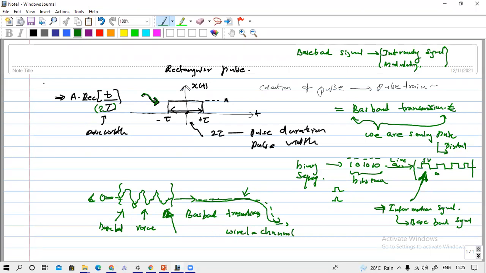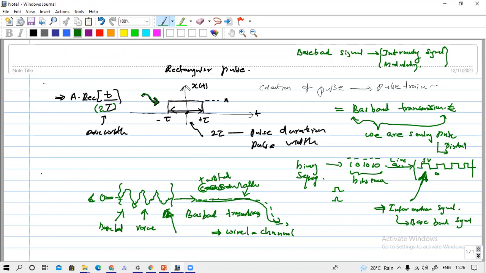Why can't we send it through a wireless channel? We can't generate an RF signal, so we would have to make a very big antenna, which is not practical. Practically we can't send this analog baseband signal in a wireless channel, but we can send it to a guided medium, a coaxial cable or twisted pair cable.